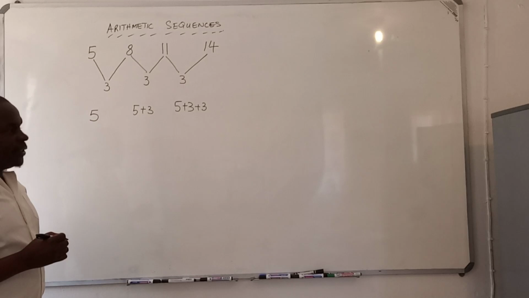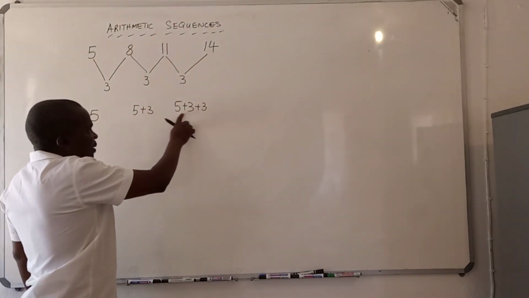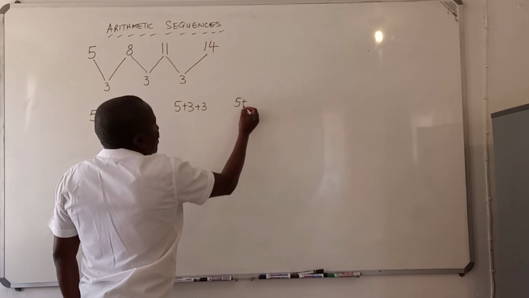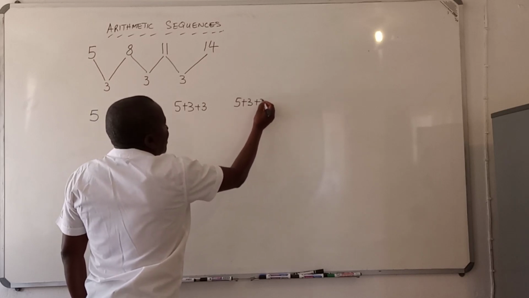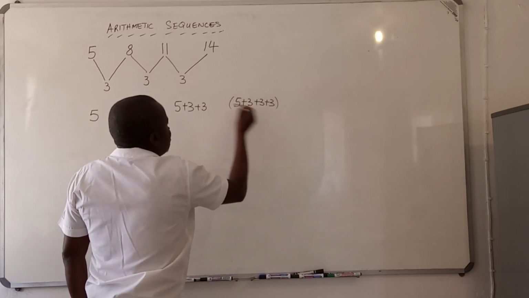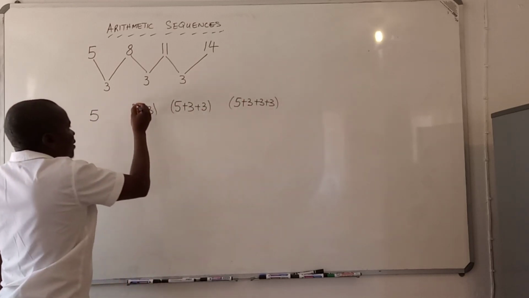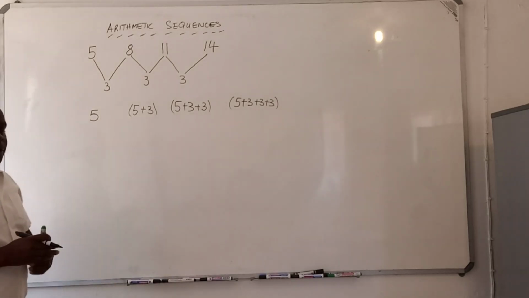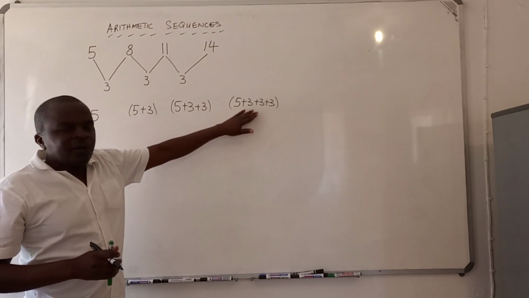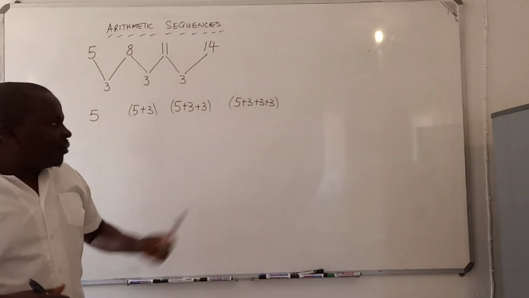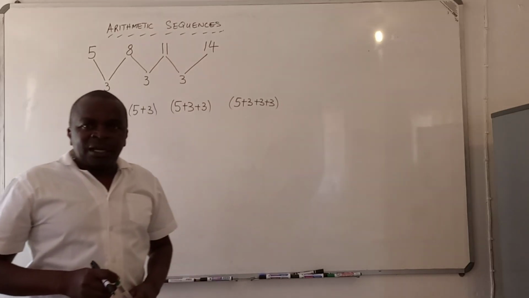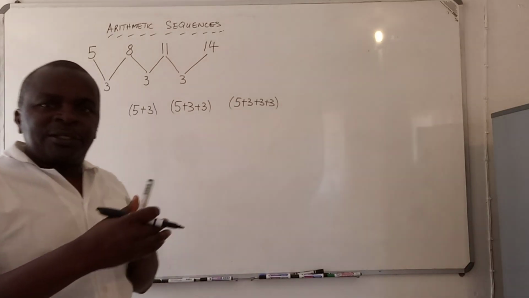And then for 14, we are going to add 3 to this expression. So it will be 5 plus 3 plus 3 plus 3. This is now 14. Let me just put brackets so that you'll be able to differentiate between the terms. So this is our first term, second, third, and fourth. Now, if we were to continue this way, we're going to have too many 3s. I'm now going to write it in a shorter way.